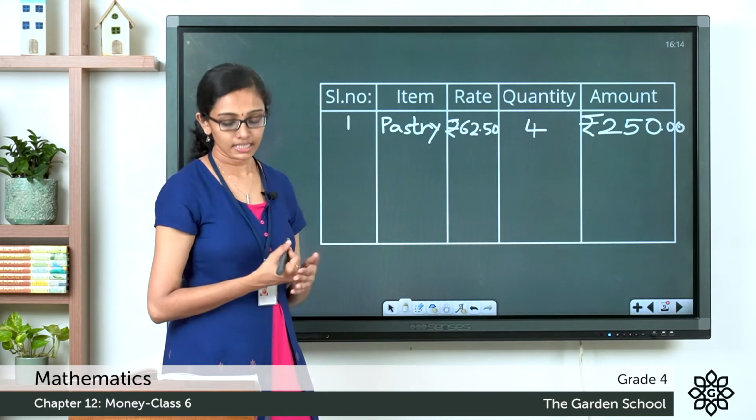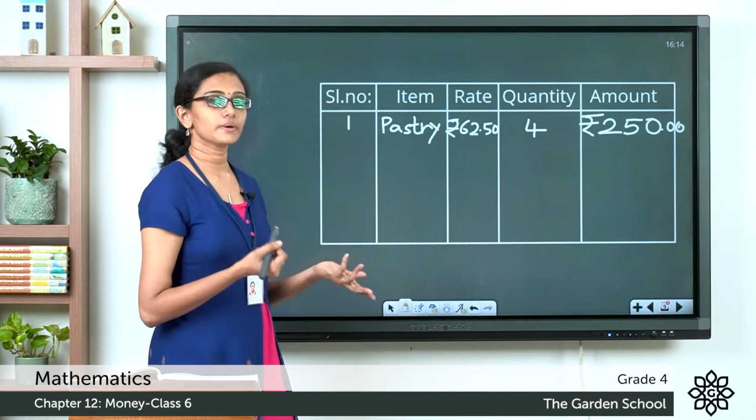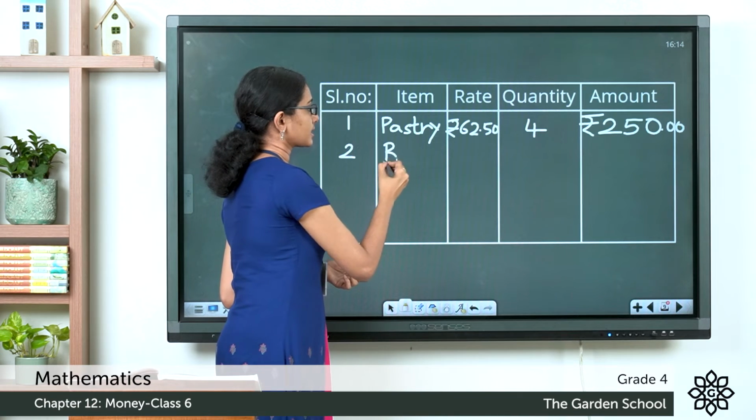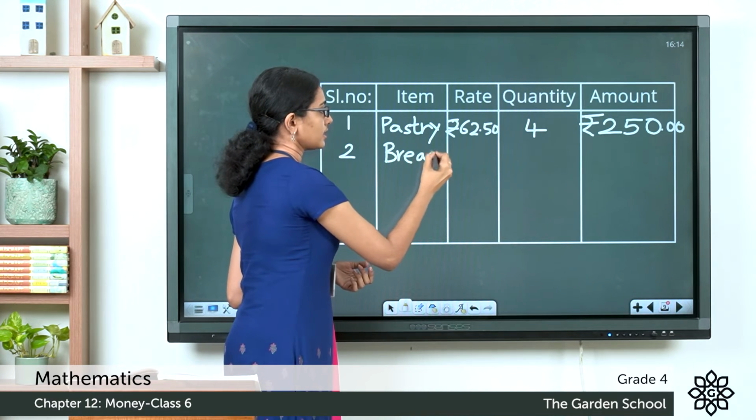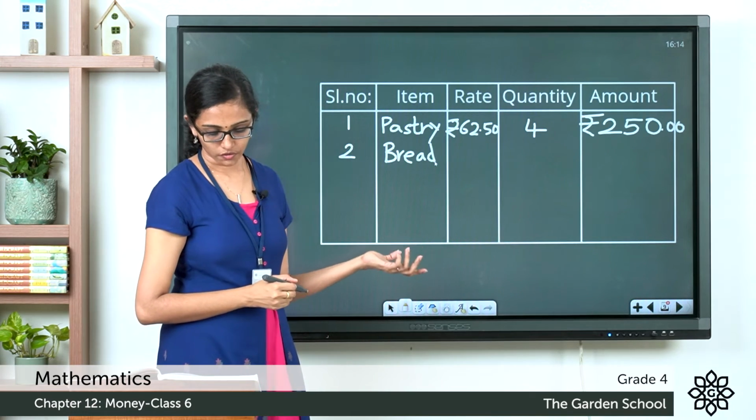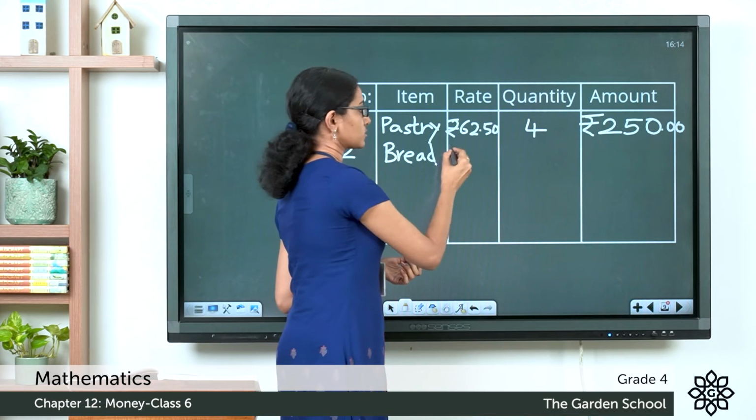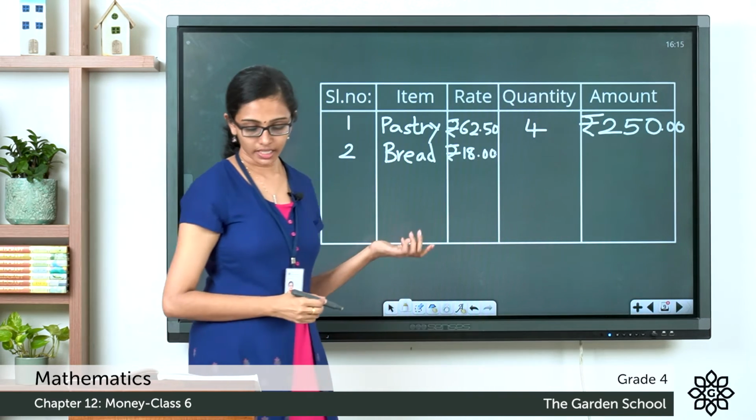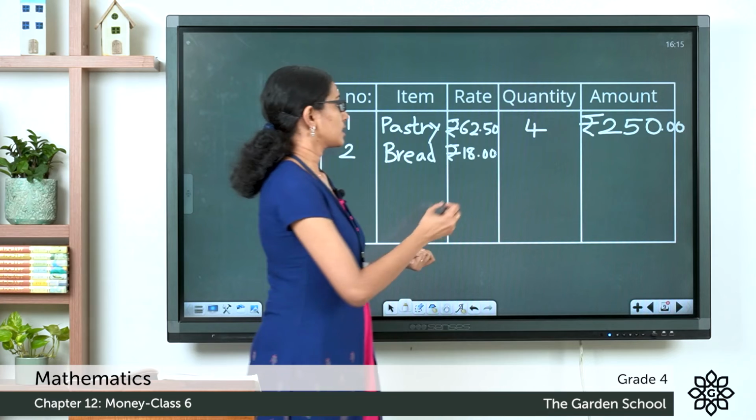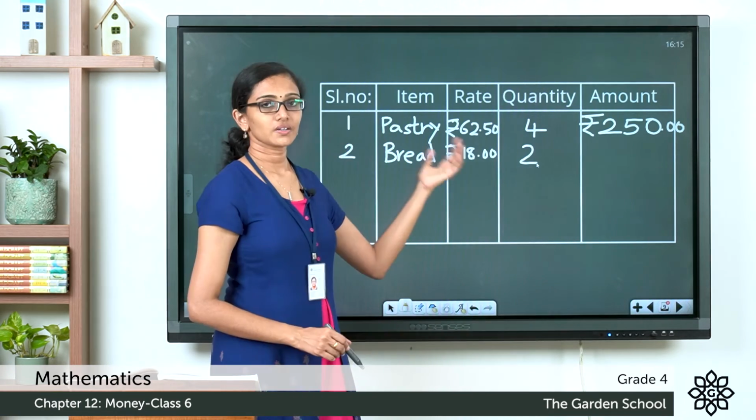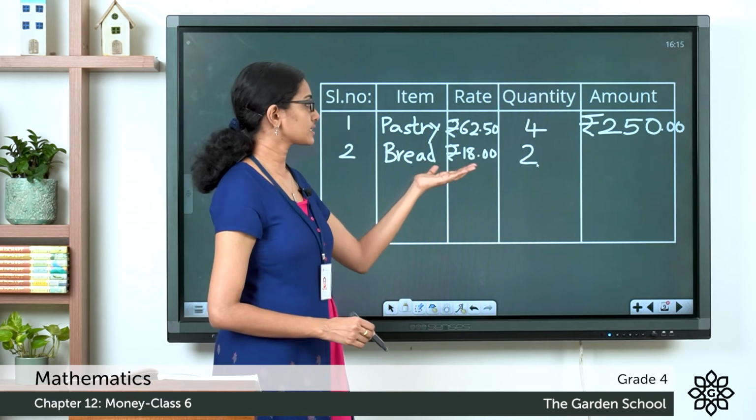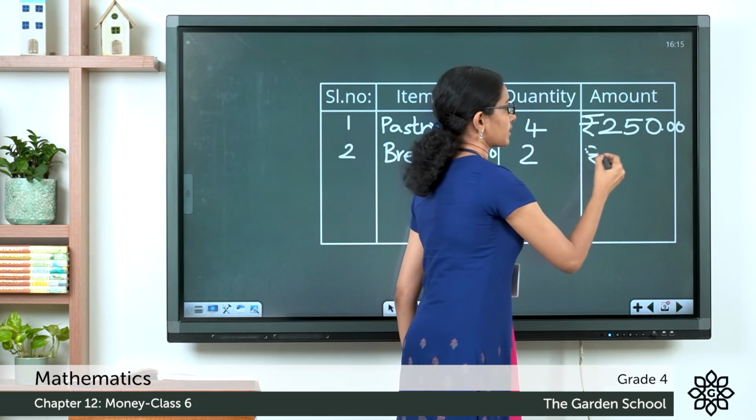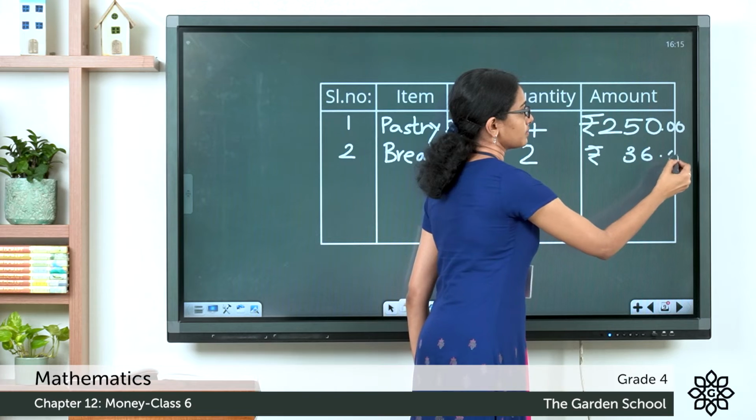Now let's tabulate the next item. The second one is bread. So in the serial number column, we'll write number 2, then we'll write bread. Then the cost of each piece of bread is 18 rupee. So let's write it here, 18 rupee 0 paise, and we need 2 units of bread. That is 2. Now the amount of 2 units of bread is equal to 18 rupee into 2, which is equal to 36 rupee. So let's write it here in the bill.